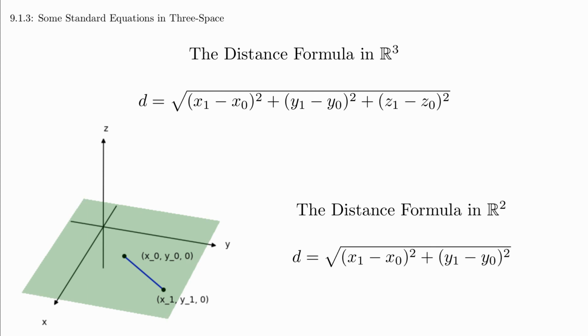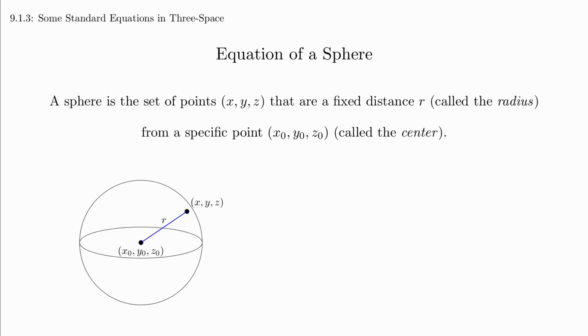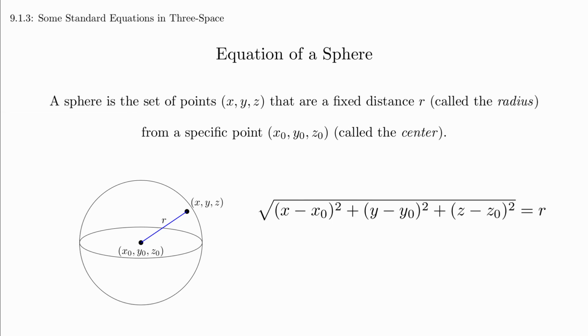Once we have this formula, we can use it to construct the equation of a sphere. A sphere is the set of points (x, y, z) that are a fixed distance r from a specific point (x0, y0, z0). The distance r is called the radius, and the specific point that we're measuring from is called the center. All we need to do is convert this sentence into a formula. By convention, we square both sides of the equation because it's easier to square numbers than it is to take the square root, and this gives us the standard equation of a sphere.